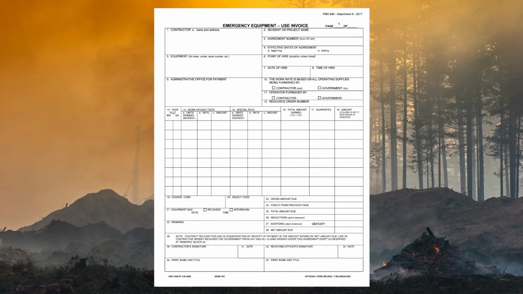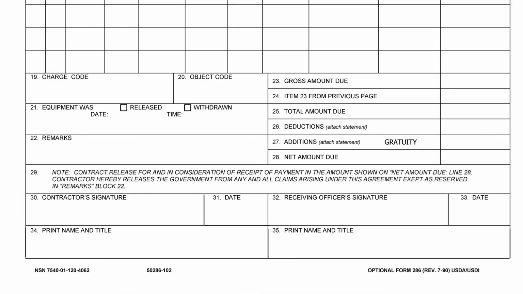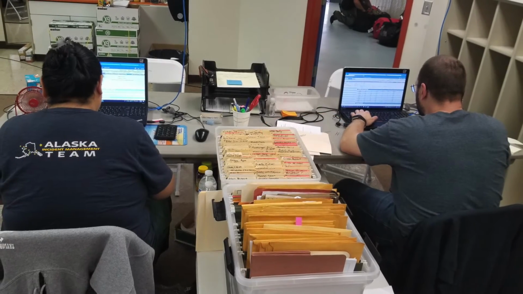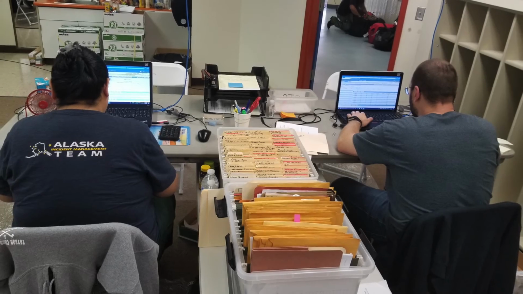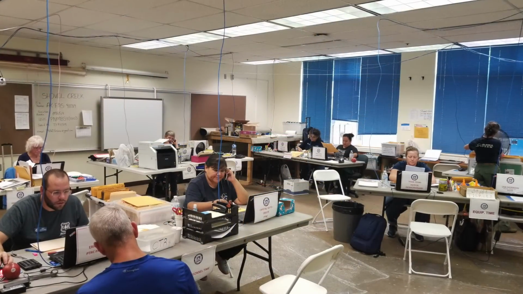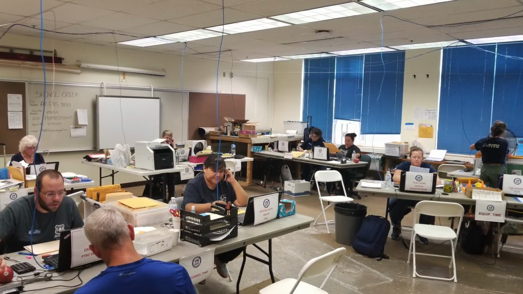The information can also be entered on the Emergency Equipment Use Invoice in Block 26 for deductions. Also make a note in the Remarks section in EI Suite or Block 22 of the Use Invoice that a breakdown occurred. While there are many ways to perform the calculations and post them to the Use Invoice, this is the preferred method because it allows anyone in finance to properly post these adjustments.